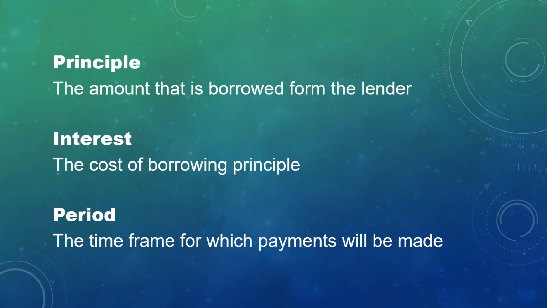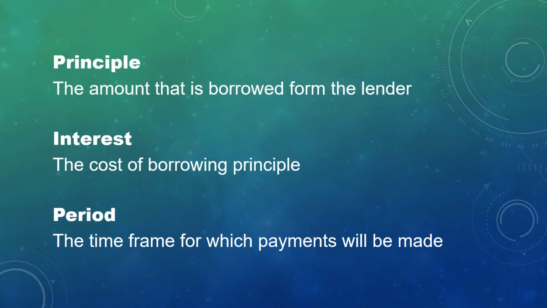The first is principal. If you need $10,000 to buy a car, you are borrowing $10,000 of principal. This is the amount that the loan is for. Interest is the cost of borrowing that principal. This is typically charged as a rate per period and is based on the amount of principal borrowed. A period is a time frame. It can be a week, a month, a quarter, or a year. It is important to calculating the amount of interest paid.